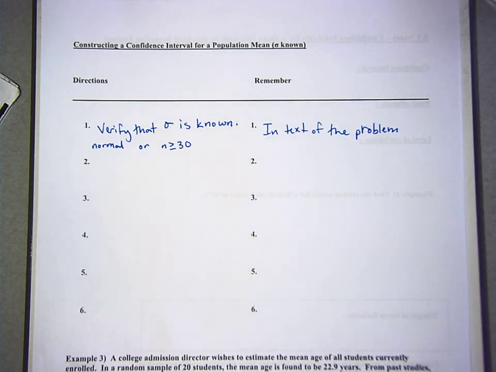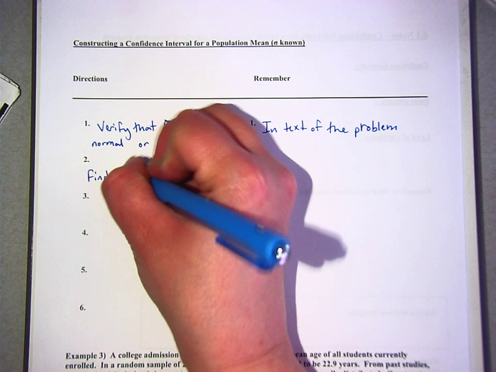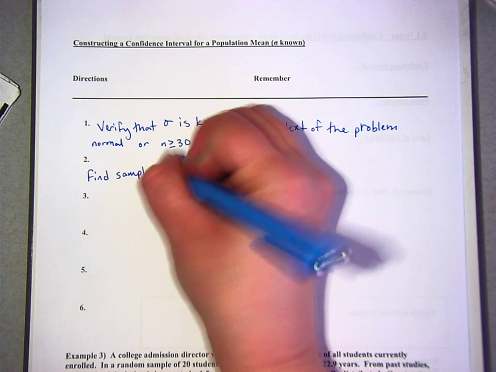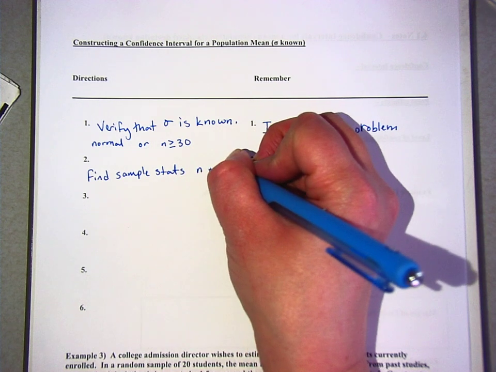They will occasionally put one of these on the AP test where they'll be like, make a confidence interval with this data, and then they'll say it's not normal and n is 5, and then you would have to say, I can't do this, there's not enough information. Pretty rare though. Number 2, you find the sample stats, n and x bar.